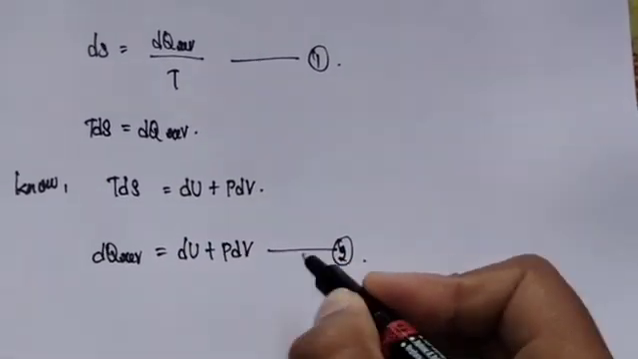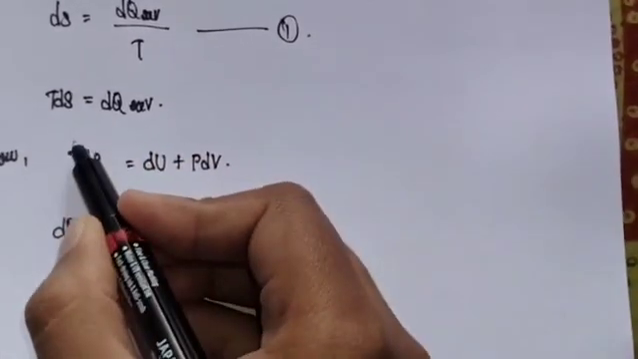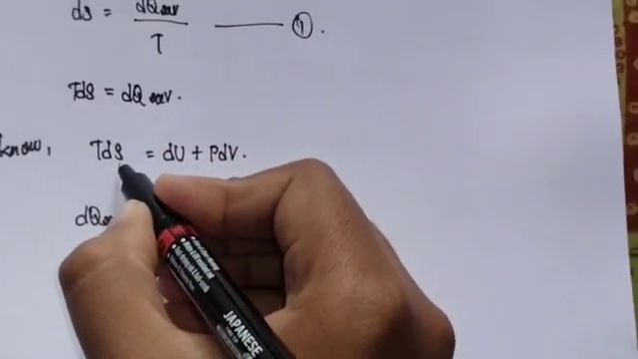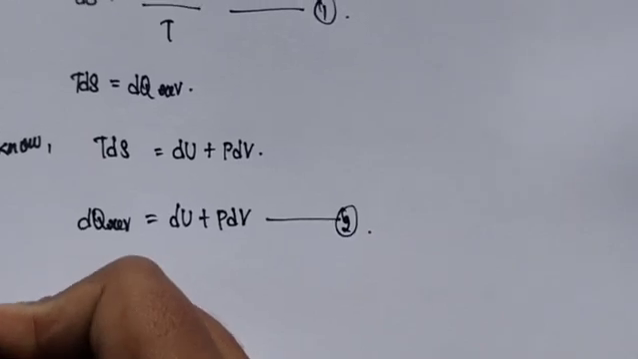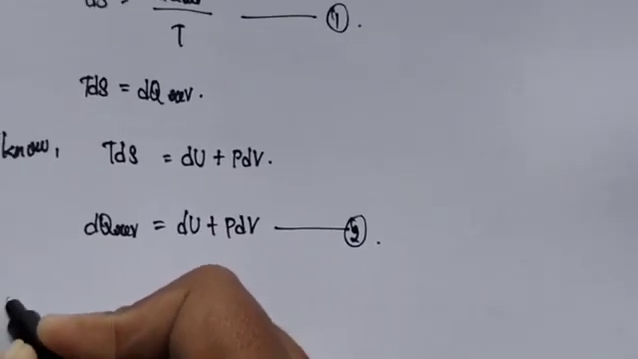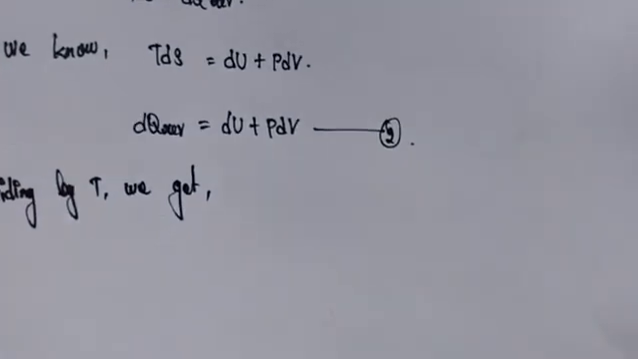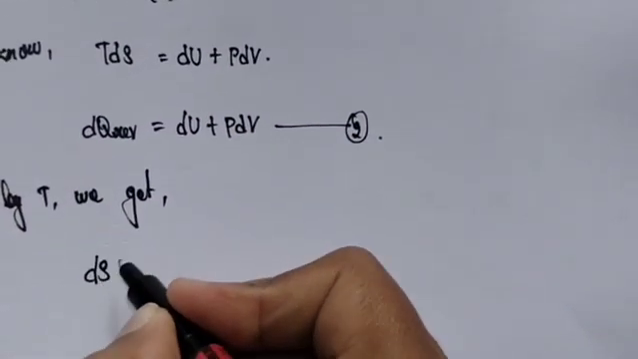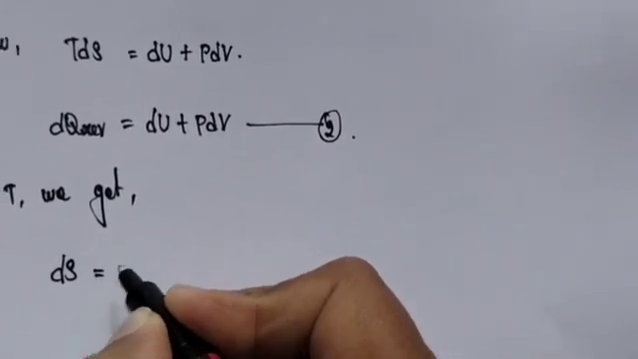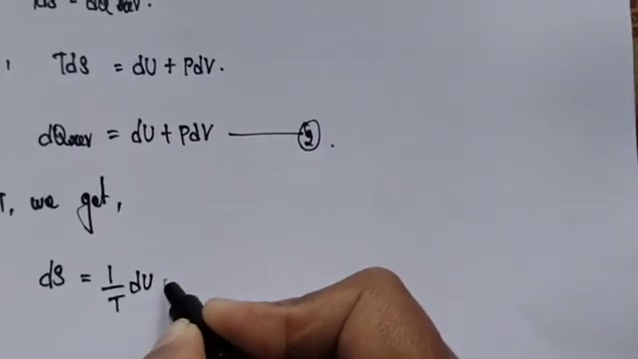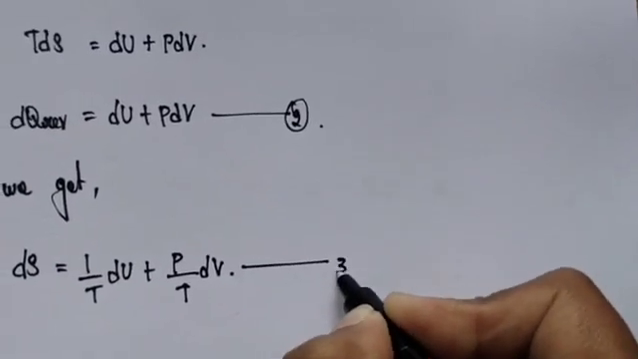Now dividing equation 2 by T, using the definition of dS, that means we are dividing this equation by T. So we get dS is equal to 1 by T into dU plus P by T into dV. Take this as equation number 3.